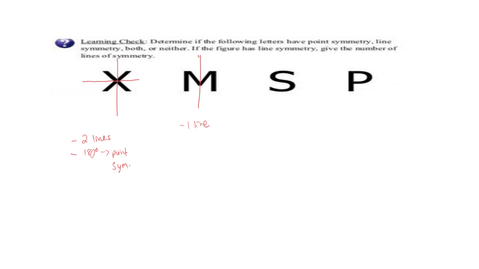S, we can't draw a line that's going to cut this and make a reflection on both sides. But if we rotate it 180 degrees, it will land as an S as well, so it has point symmetry. P, we cannot draw a line, and if we rotate 180 degrees, it's not going to land there, so nothing for P.